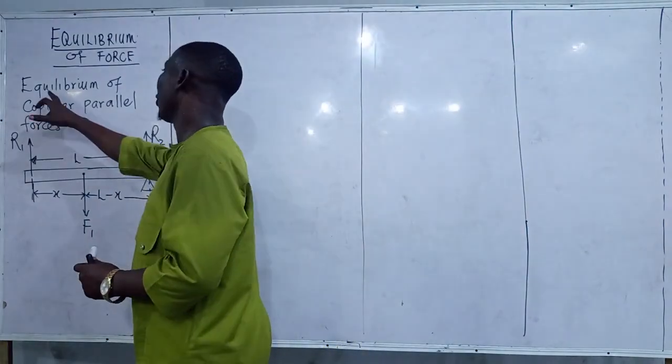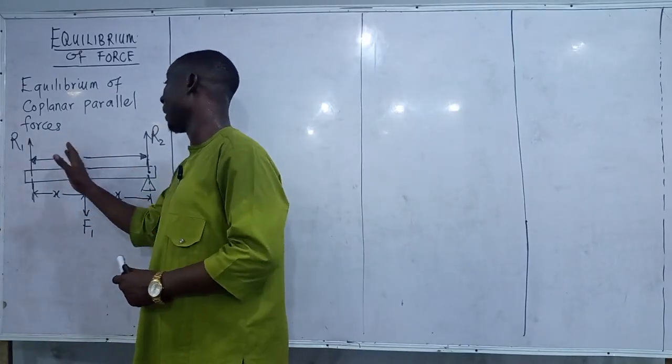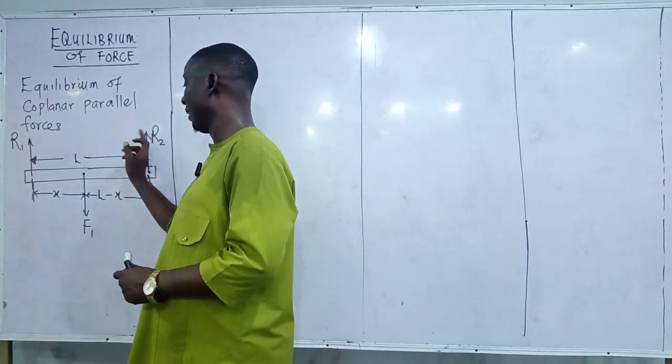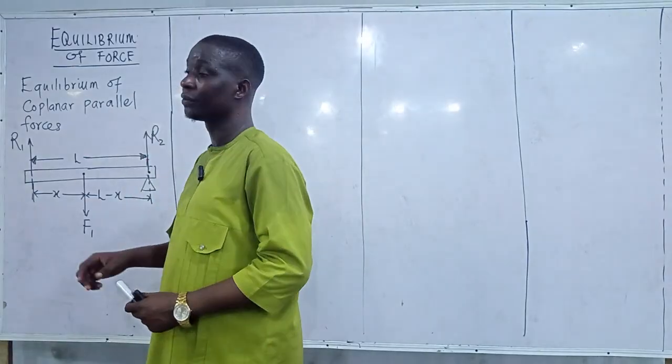Now, equilibrium of what? Coplanar parallel forces. Why do we call it coplanar parallel force? Because the forces are parallel. This one is parallel to this and parallel to this.